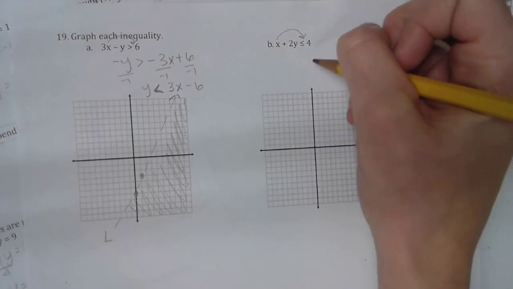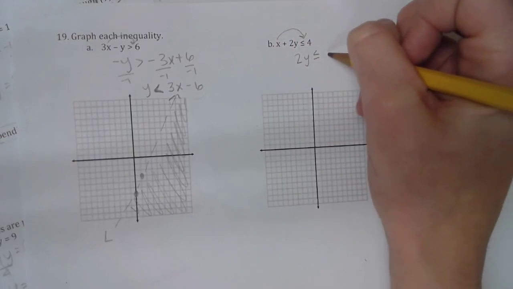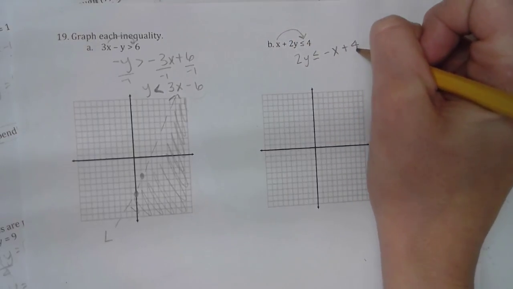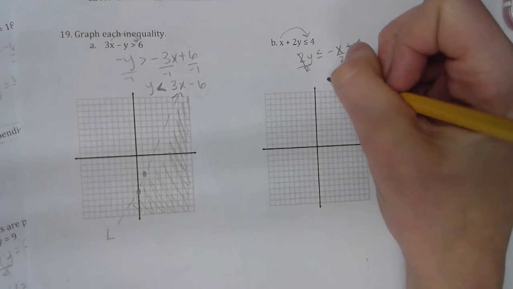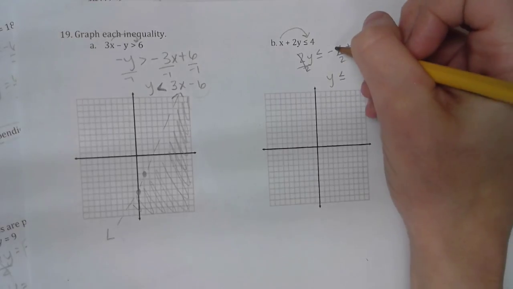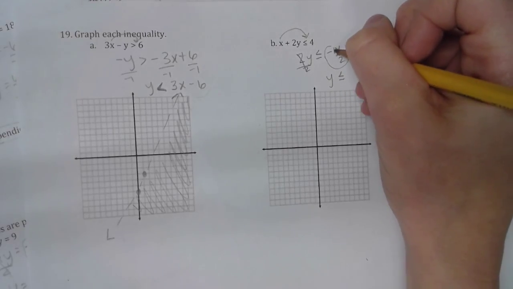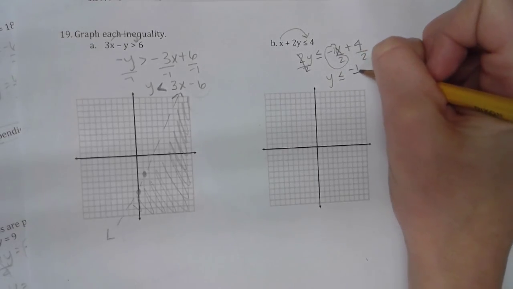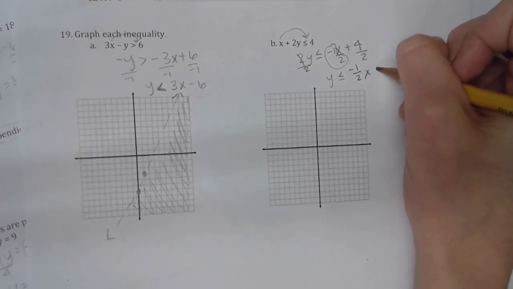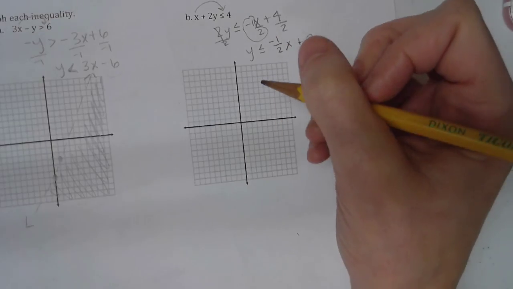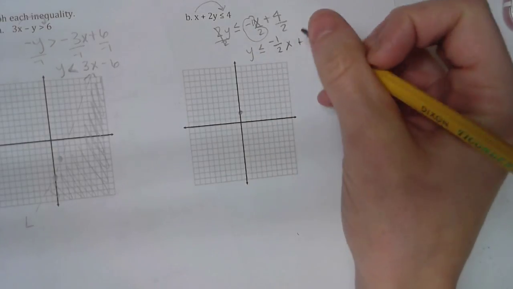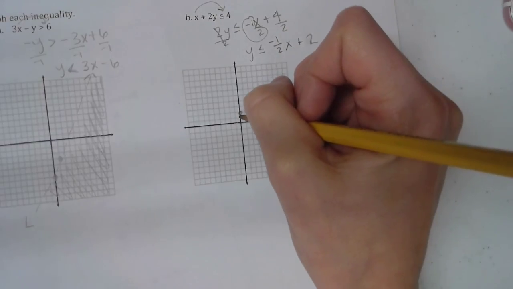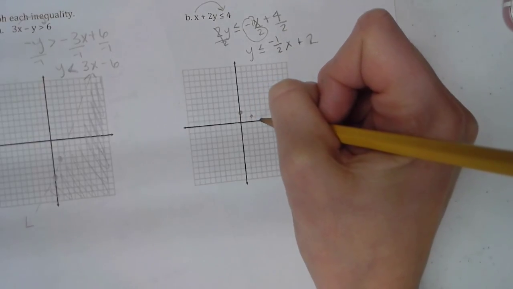Bring your x over. I've got 2y is less than or equal to negative x plus 4. Go ahead and divide everything by 2. So I've got y is less than or equal to, this becomes its own little fraction. That's a negative 1/2 x. 4 divided by 2 is 2. So I'll go to 2 on my y. So that's my y-intercept. And then I'll use my slope to go down 1 over 2. Down 1 over 2.